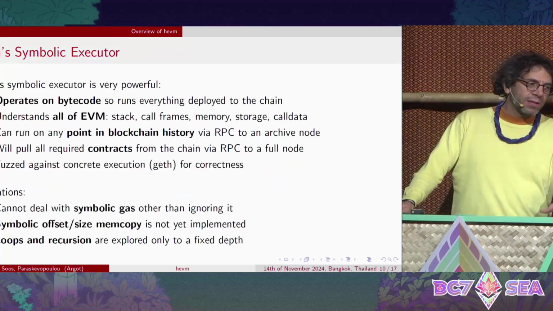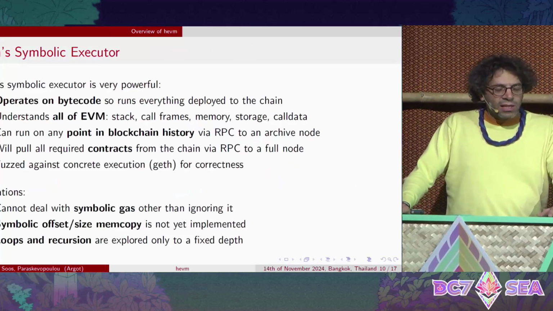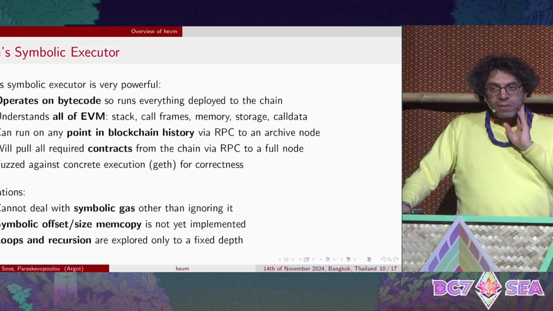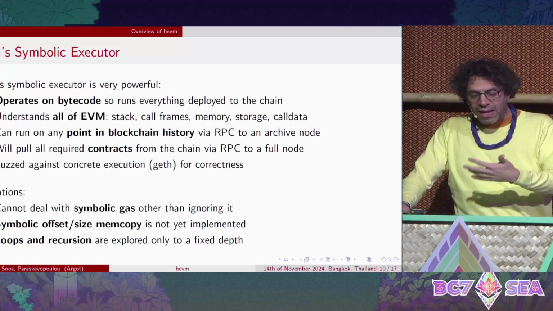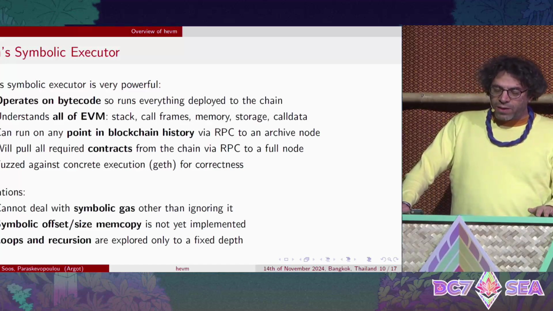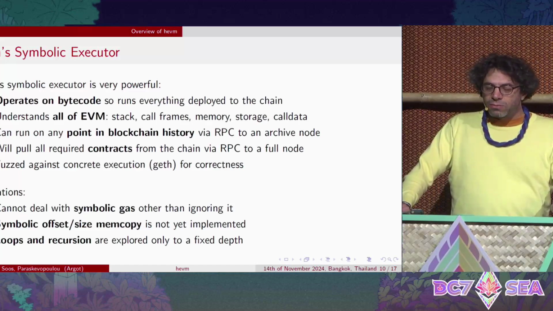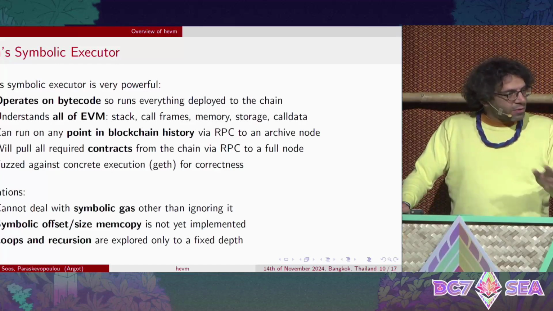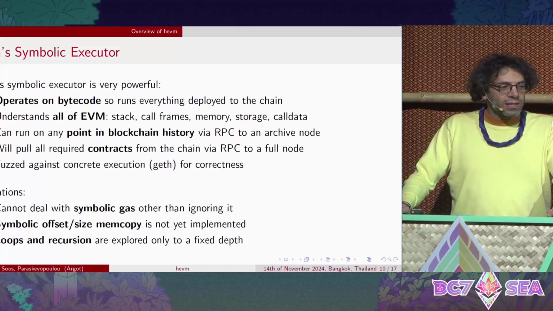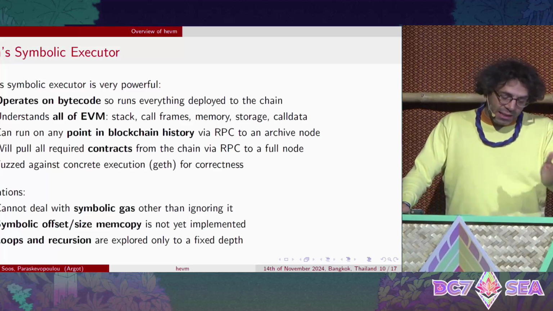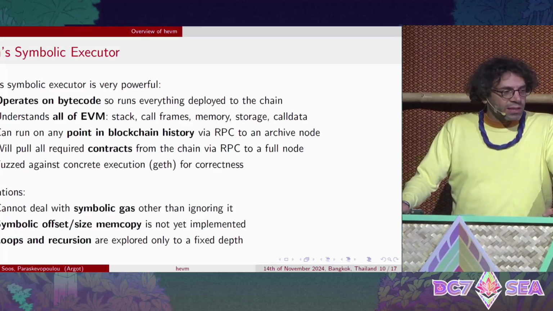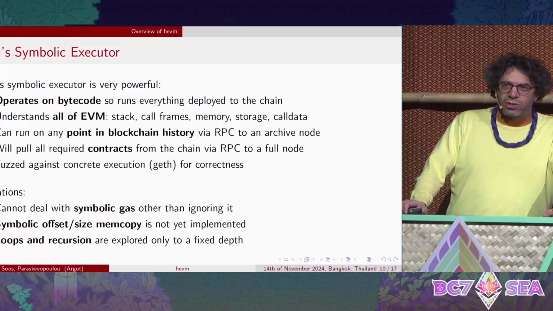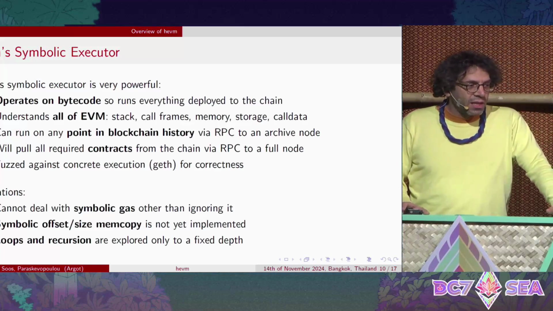Let's go a little bit deeper into this symbolic execution engine inside hevm. It operates on bytecode, which means that we're not tied to any particular compiler. We're not even tied to something like Yul, for example. It understands all of the EVM: stack, call frame, storage, call data, everything. As I mentioned, it can actually run at any point in the blockchain history. And it is fast against the concrete execution semantics of Geth in this case.